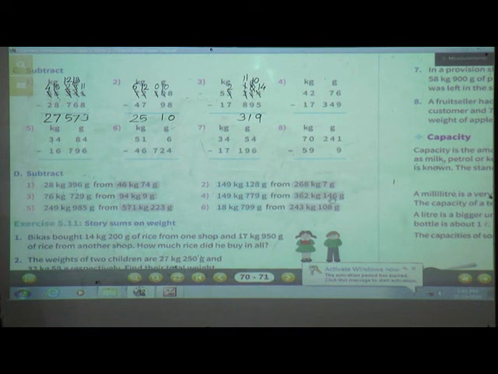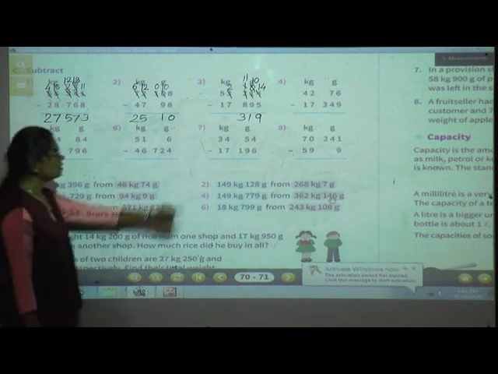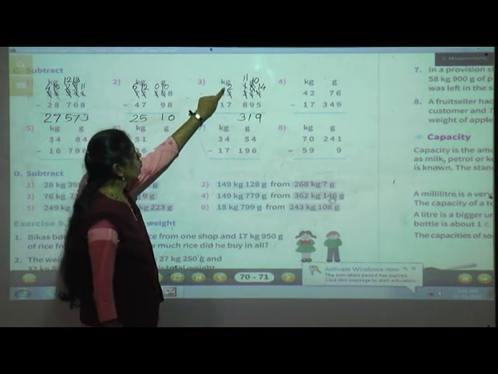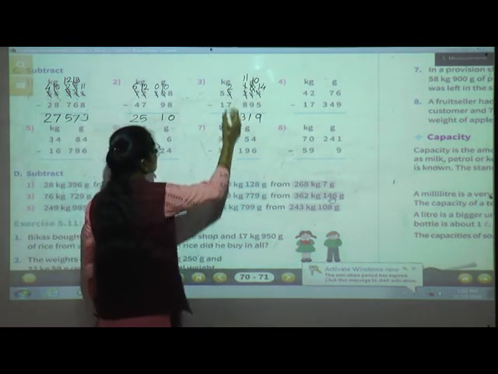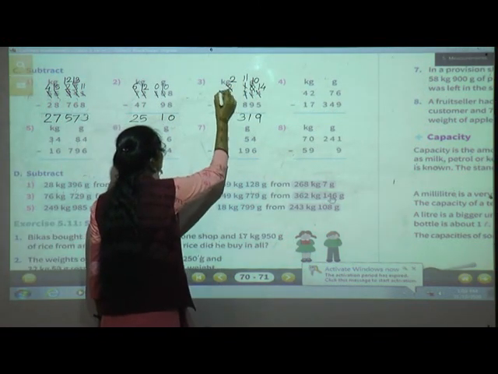Now we'll move to the kilograms column. See here 2 and here 7 is there. 2 minus 7. Again 2 minus 7 is not possible. Then what to do? Yes, just cut this 2, write as it is. Move to the neighbor.